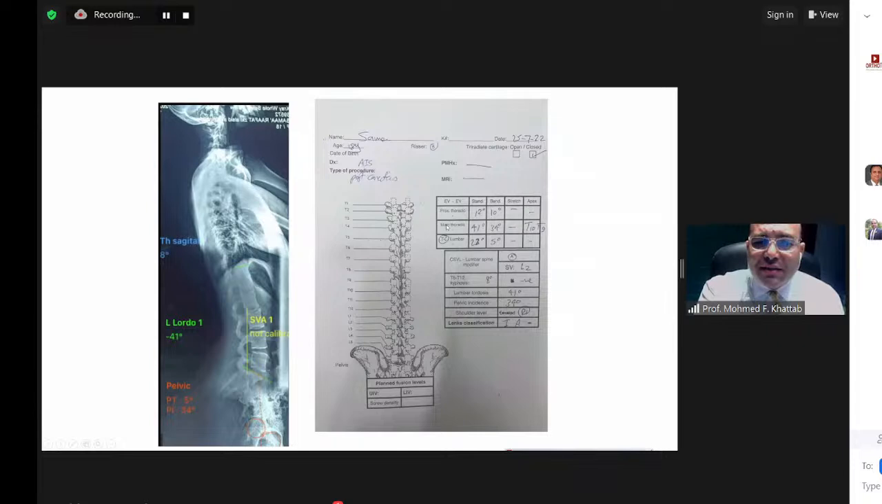And we use this paper to plan our surgery. Where is the upper instrumented vertebrae after identification of the Lenke classification, and what is the lower instrumented vertebrae, and what is the planned screw density.